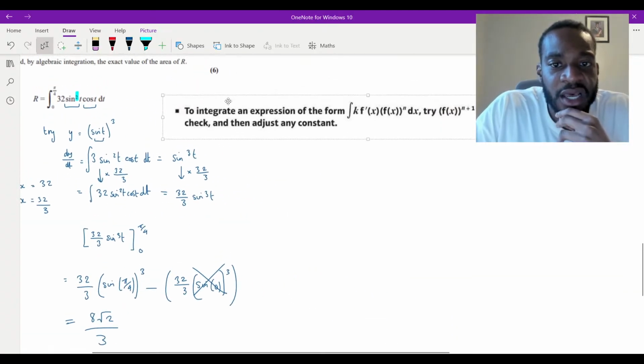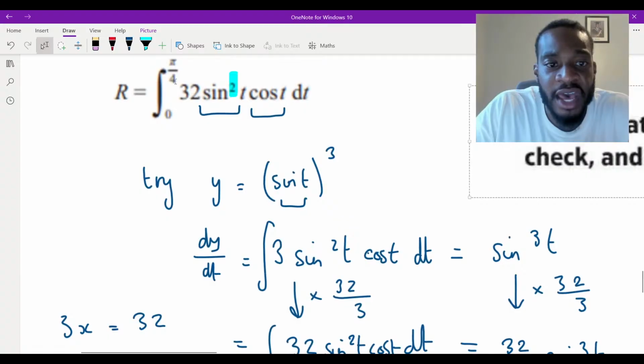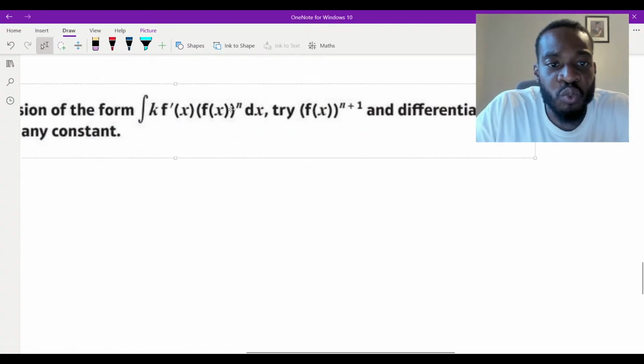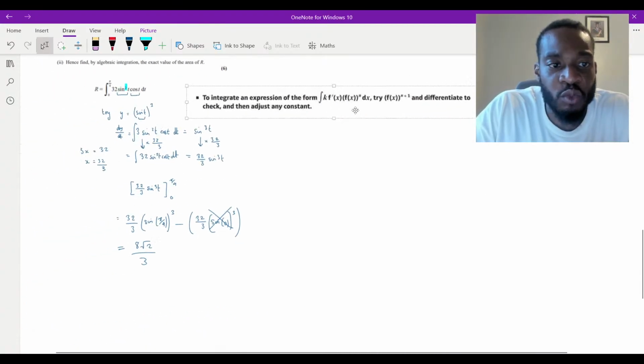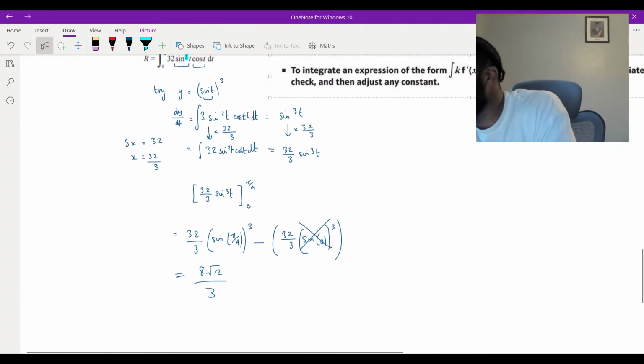In our case, the f of x was the sine, the f dash was the cosine, and because it was a power of 2 right there, what we did is we increased it by 1. We tried sine cubed and then differentiated it. Does that make sense, guys?